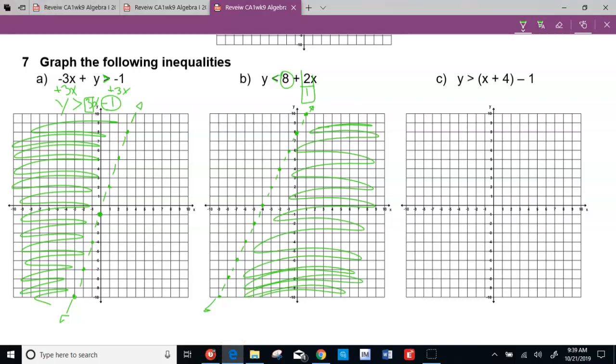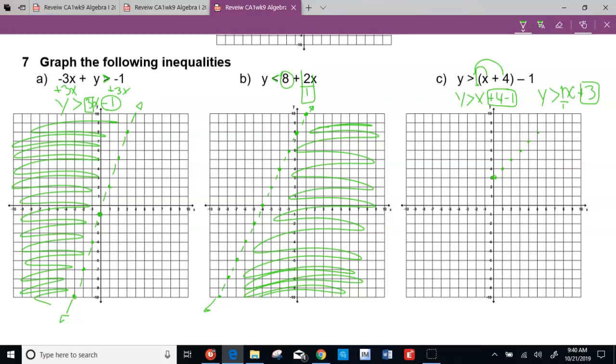And finally, graph C, y is greater than x plus 4 minus 1. There's really an invisible 1 right here, so I'll go ahead and distribute everything. y is greater than 1x, because 1 times x is 1x. 1 times positive 4 is a positive 4, and then I have minus 1. 4 minus 1 could be combined to give me a final inequality of y is greater than x plus 3. So my y-intercept is at positive 3. My slope is 1x, or really 1 over 1, so up 1 over 1.